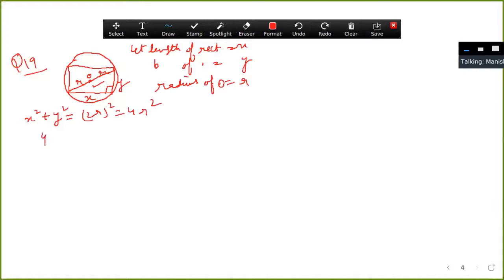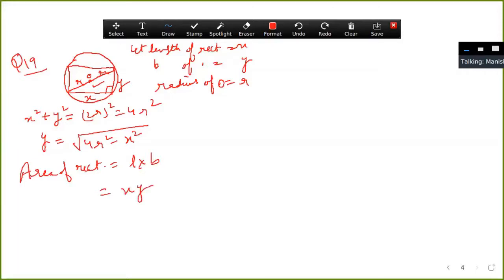You can find the value of y from here. That will be under the root 4r square minus x square. You have to maximize the area of the rectangle. Rectangle area is length into breadth. It means x into y. It means A is equal to x into y, and you can put the value of y from above, that is x into under the root 4r square minus x square.